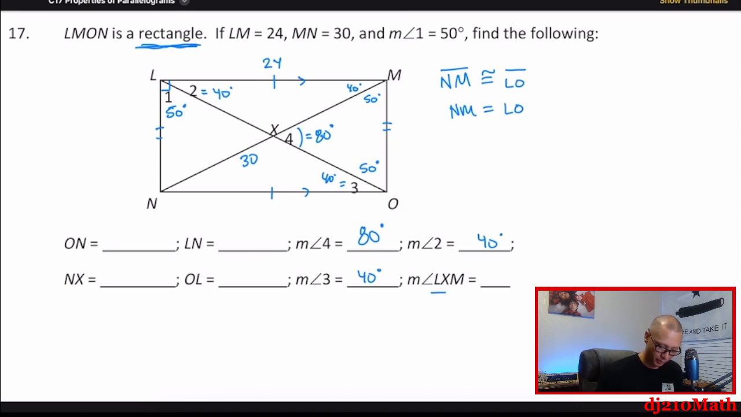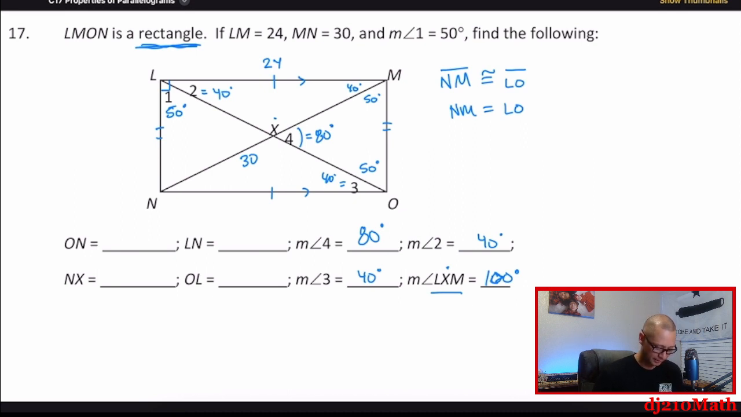Oh, no, we have one more. LXM. What is LXM? Okay, so that's X basically, right? Because it's the middle one. So X here. So X is 100 because a straight line has to equal 180 degrees. So 100 degrees. Okay, so that takes care of all the angles.